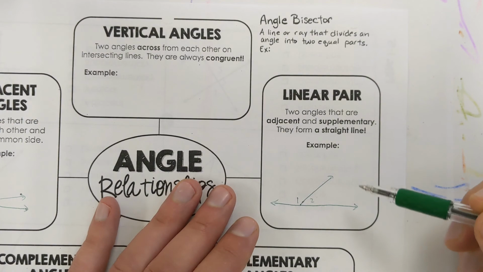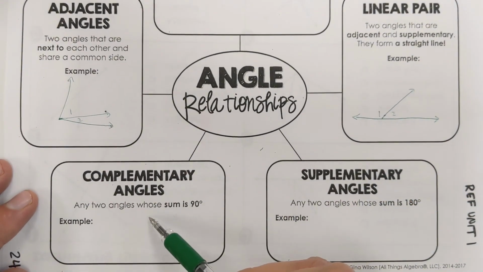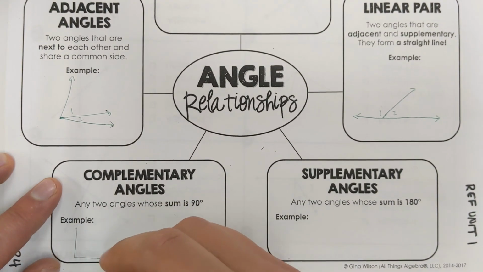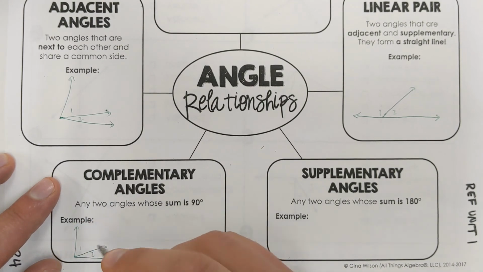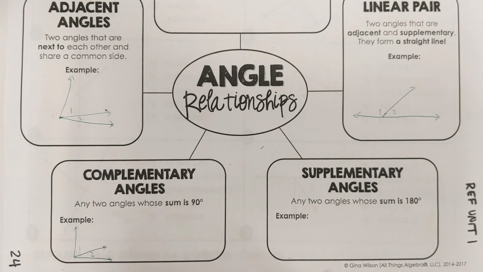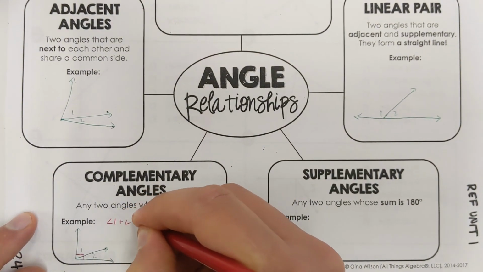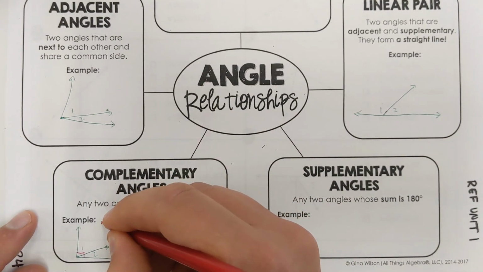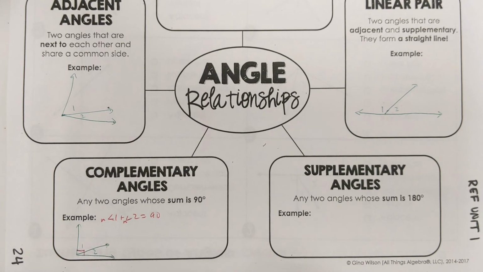Linear pair. Coming down here to supplementary and complementary. Complementary is any two angles whose sum is 90. So, the easiest way to think about that is like this. Angle 1 and angle 2. These two angles, as long as this is 90 degrees, angle 1 plus angle 2 equals 90. Now sometimes you might see me put an M in front. That's kind of math grammar. It means the measure of angle 1 plus the measure of angle 2 equals 90 degrees.